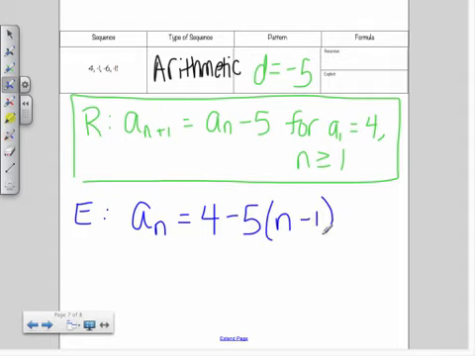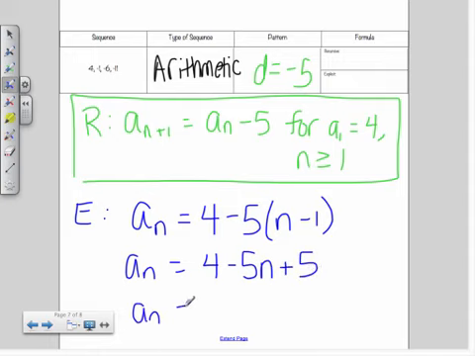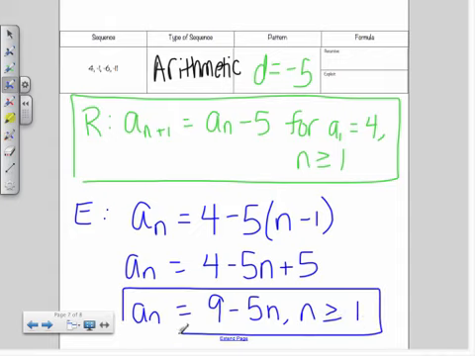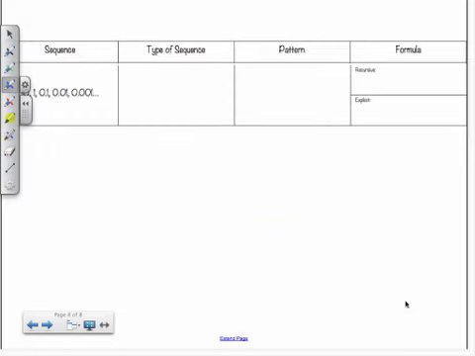And then I can go through and distribute it. So I end up getting 4 minus 5n. Be really careful, this is a plus 5. So then you get a sub n equals 9 minus 5n, which again should make sense to you because your a sub 0 would technically be 9, and you're subtracting 5 for every term that you are doing in this sequence. So we're going to say for n is greater than or equal to 1, and then we are done with this problem. All right, last one.